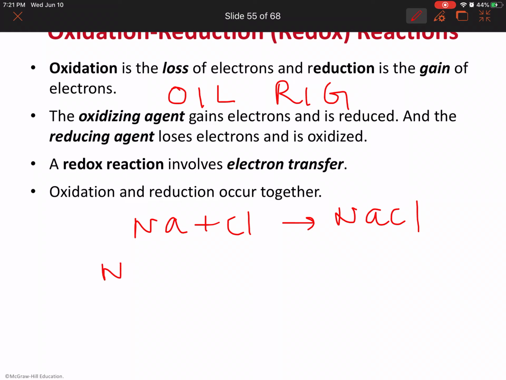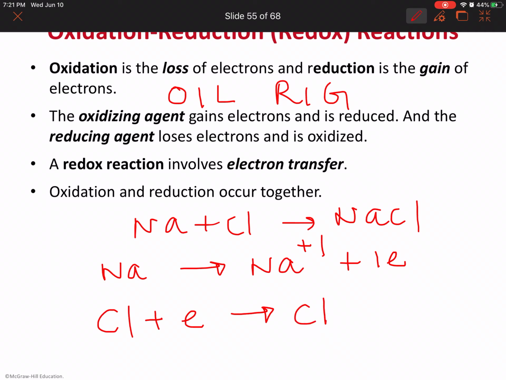Now the sodium needs to remove an electron and become Na+. So oxidation is a loss of an electron and formation of a cation. If it loses an electron, it would be on the product side. And the reduction is the gain. So chlorine will gain the electron that the sodium lost and will become Cl-. That's how the sodium ion and chloride ion together form sodium chloride.